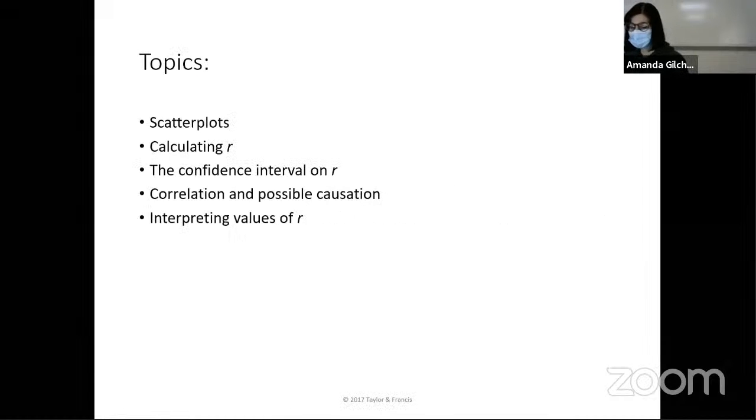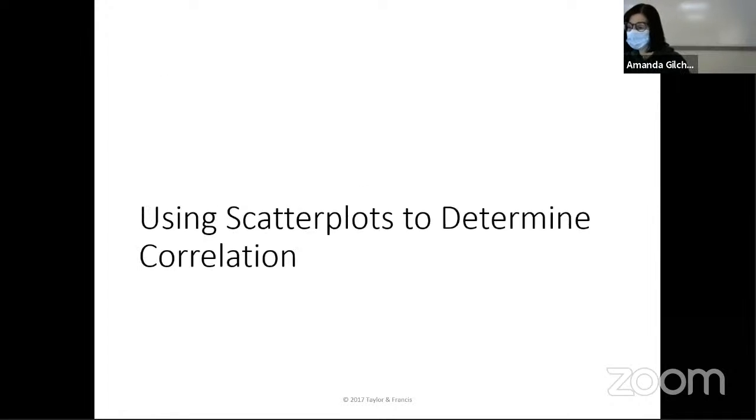So correlation. We're going to talk about a few different things. We're going to talk about looking at data with scatter plots. You are going to learn how to calculate your first correlation coefficient by hand. We're going to actually do a confidence interval on the correlation coefficient. Of course, we would be remiss if we talked about correlation and did not talk about how correlation does not equal causation. And then we can talk about how we interpret different correlation coefficients. So we're going to start by looking at scatter plots to determine if there is a correlation.